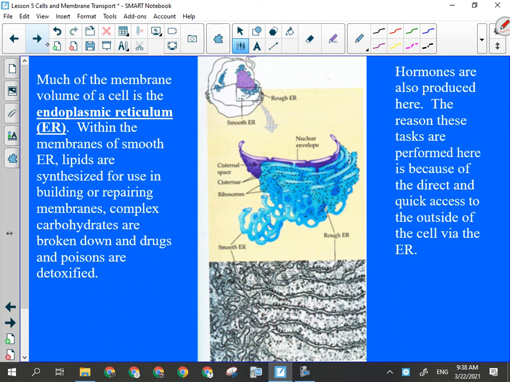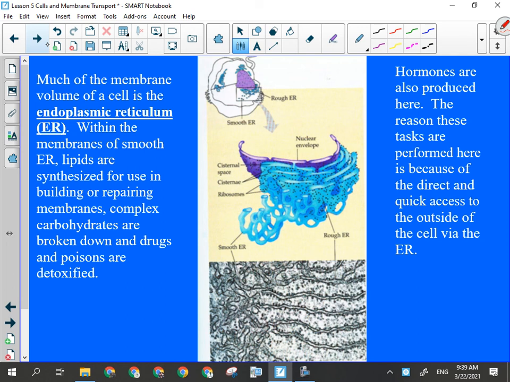Now the endoplasmic reticulum, there's two kinds: smooth and rough. Within the membranes of the smooth ER, lipids are synthesized. Lipids are fats, so they're synthesized there and then transported to the cell membrane for use in building or repairing membranes. Complex carbohydrates are broken down, and drugs and toxins are detoxified. Those are the jobs of the smooth ER. Hormones can also be produced there. That's less of a job of the smooth ER, but it can do it as well.